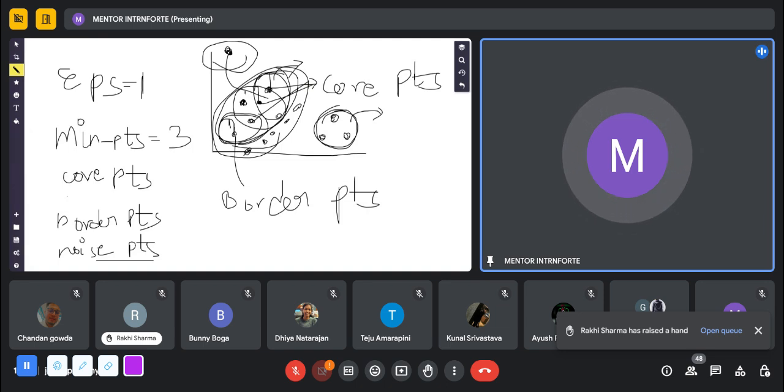This is the entire concept DBSCAN is based on. This is the entire concept of DBSCAN.